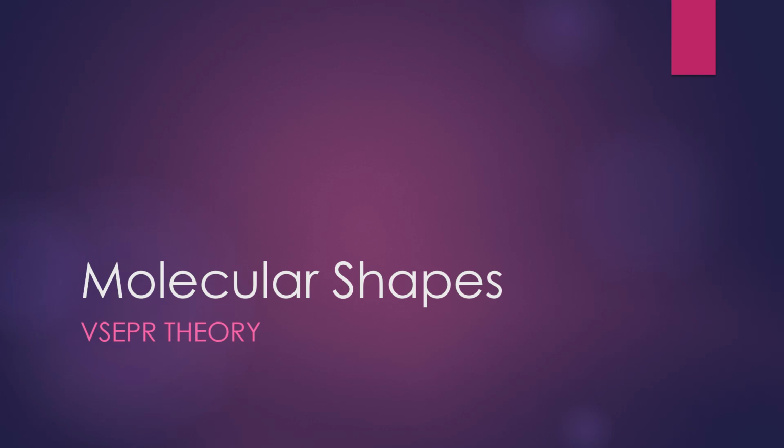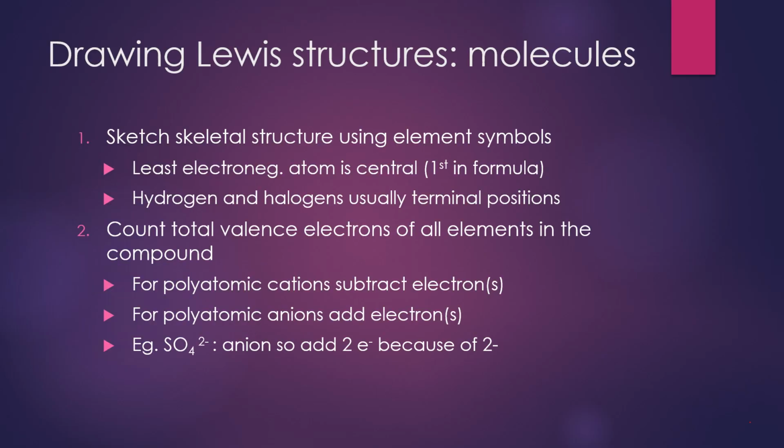In this video, we're going to look at how to take the Lewis structures that we learned how to draw and figure out what the shape of the molecule is going to be off of that Lewis structure. To do that, we'll be using VSEPR theory. First, we're going to review drawing Lewis dot structures, and then we'll move on to the shapes themselves.